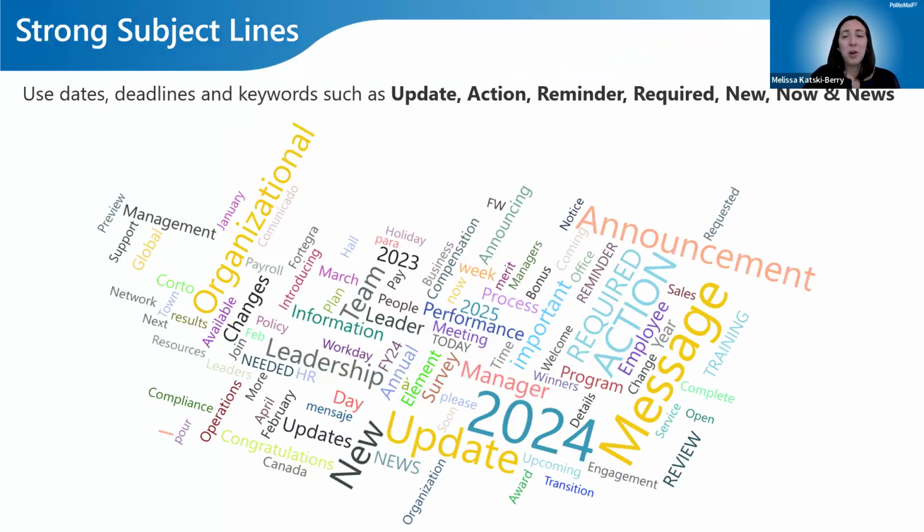And these were words in some of the most popular subject lines in 2024. So the top 20% email subjects from our benchmark report included keywords such as update, action, reminder, new, now, and news. These are just more attention-grabbing words that you could use in your subject lines.